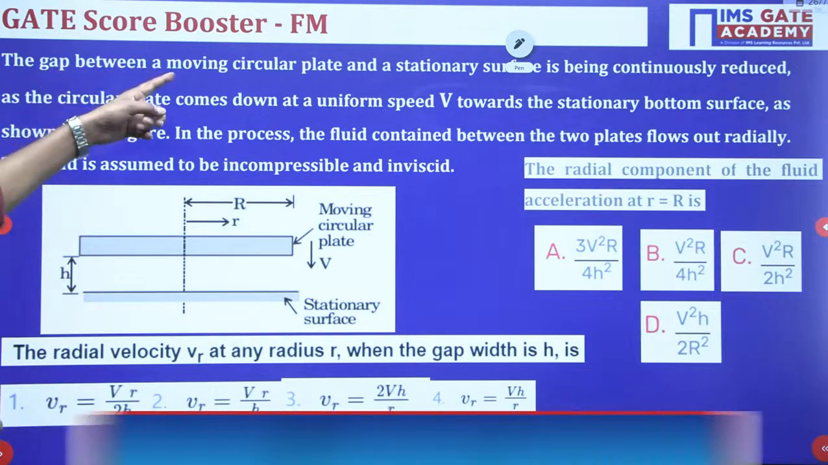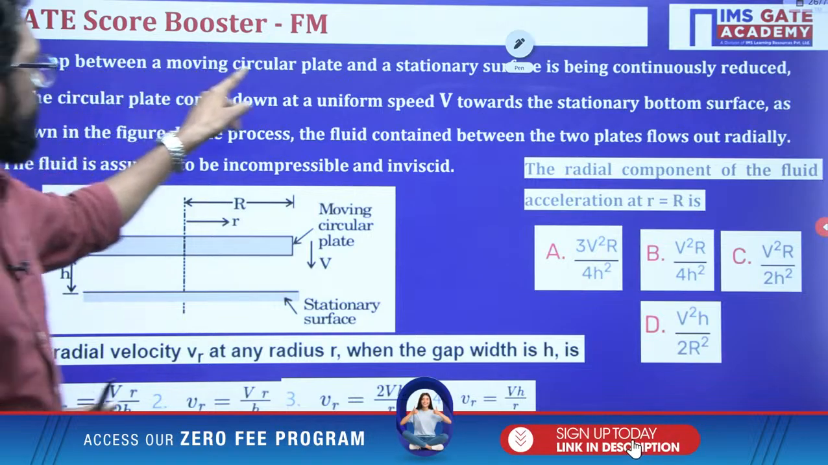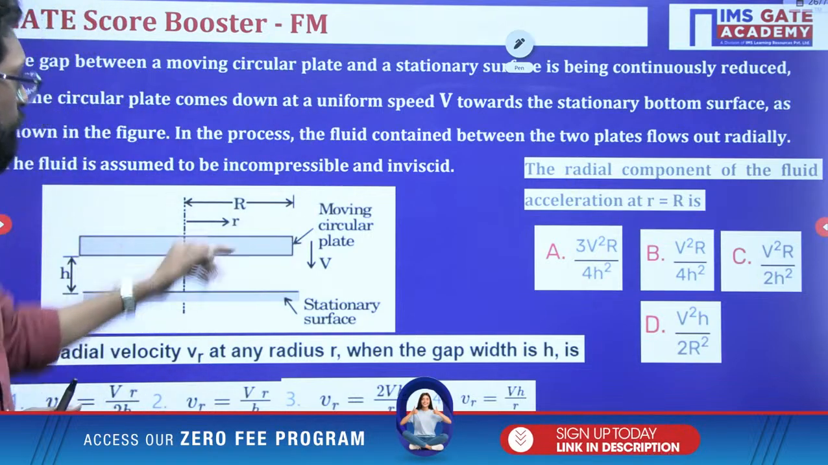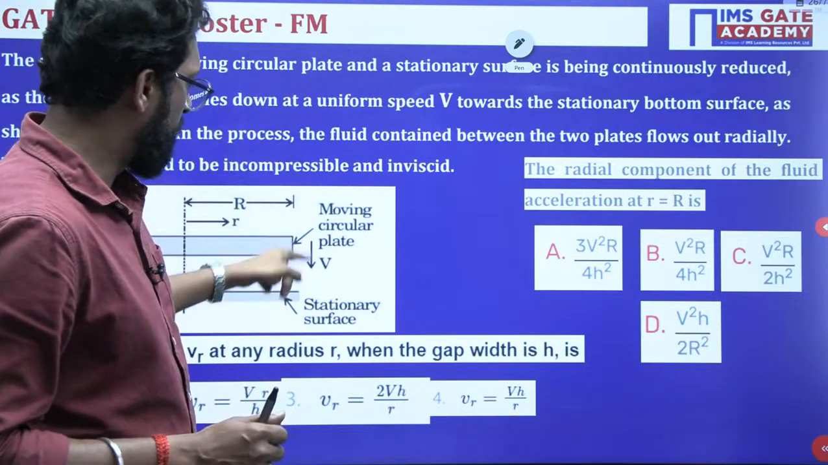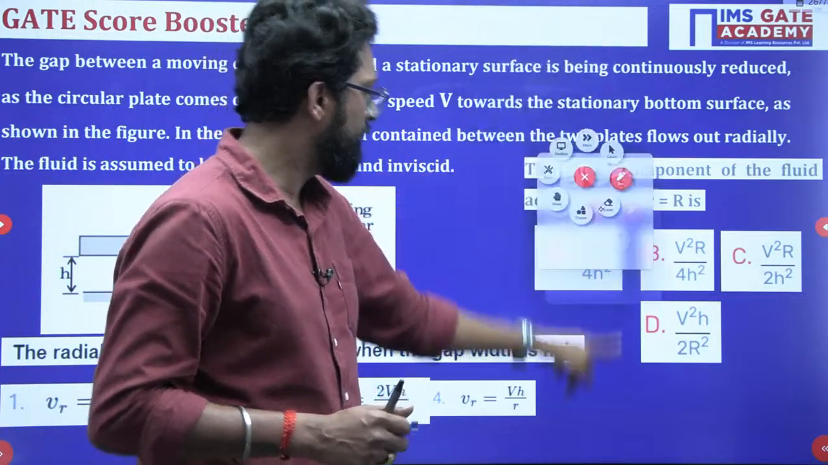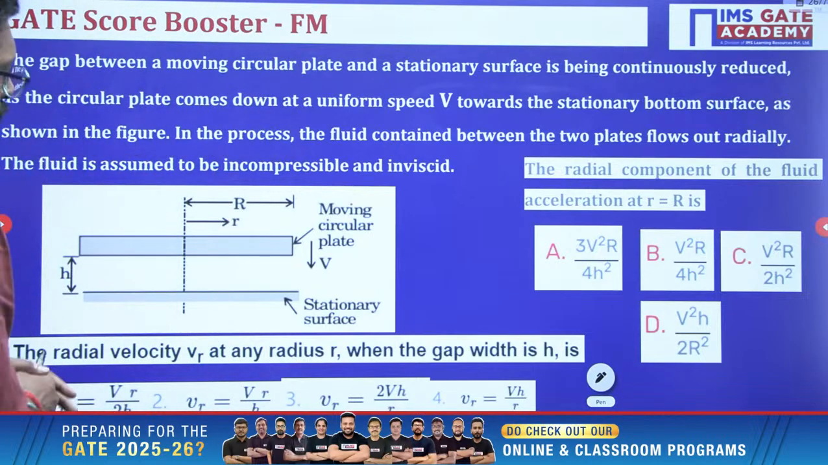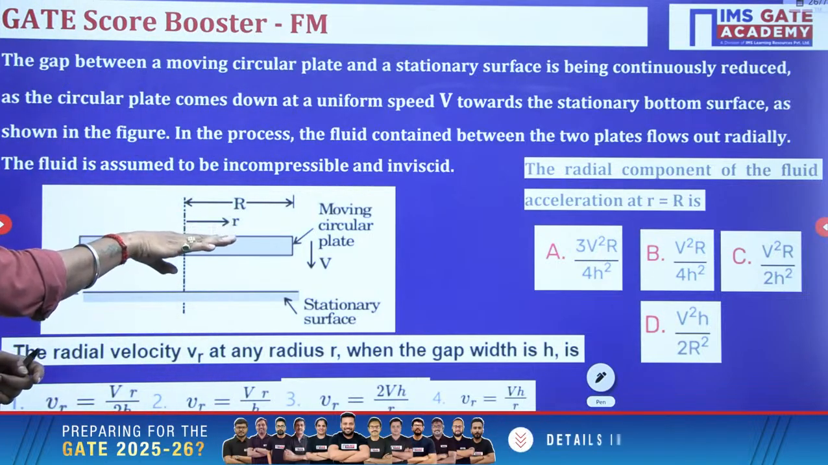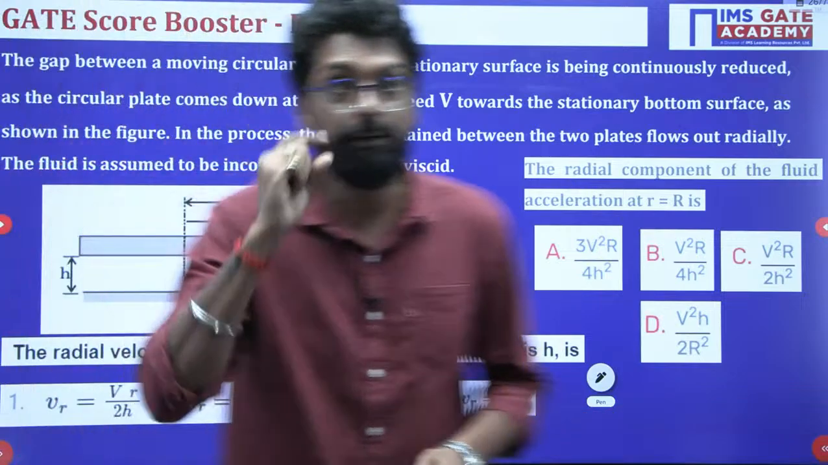The gap between a moving circular plate, this is a circular plate which is moving with the velocity v, and a stationary surface is being continuously reduced. That means it will be moving down, down, down. That means the gap is continuously reduced.